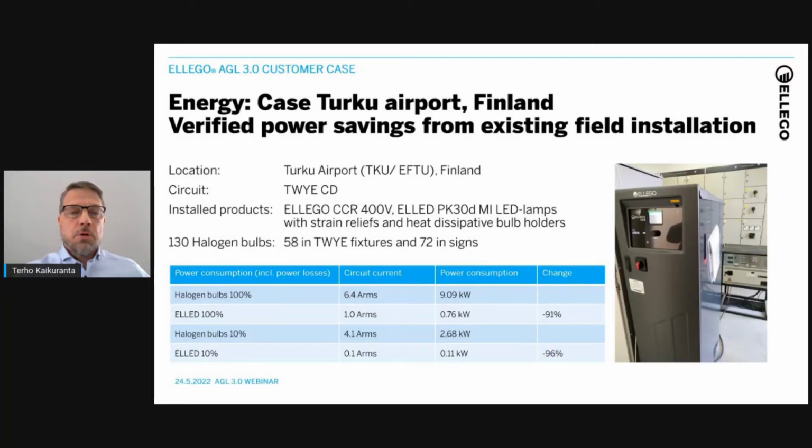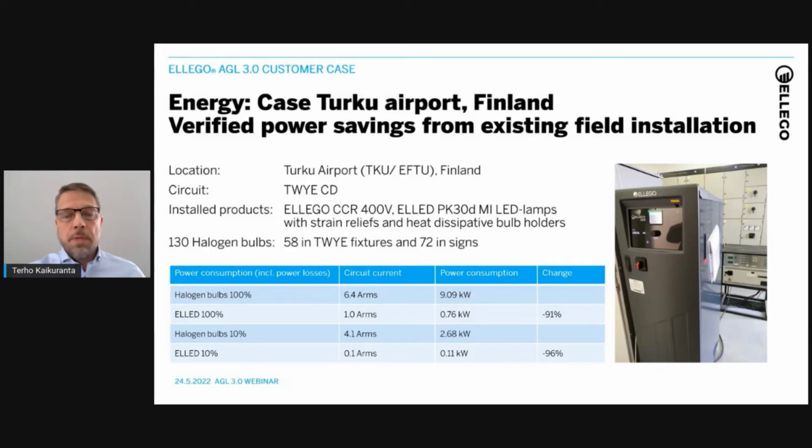That was maybe a theoretical concept, but what happens in real life is shown here. This example of measurement results is from the Turku airport in Finland, where we have a system installed, and we have been measuring what the real energy consumption achievements are there. So the case is that we installed a new CCR, and we also took 130 halogen bulbs and installed new LED lamps in the same fixtures, including also some signs.